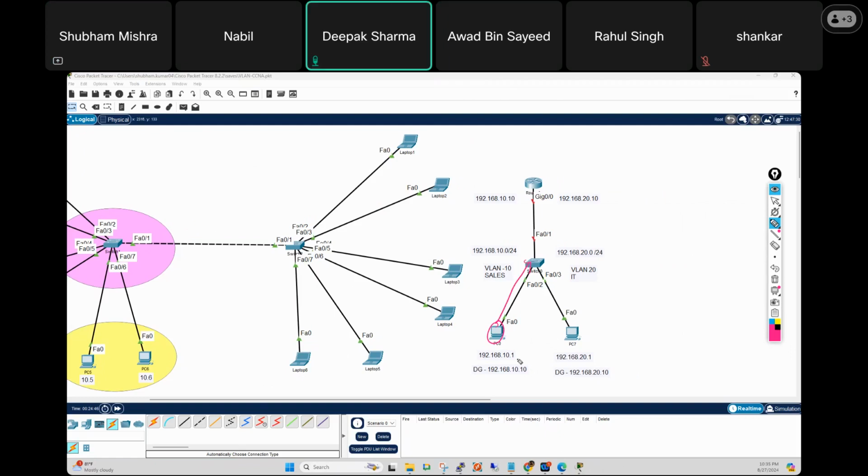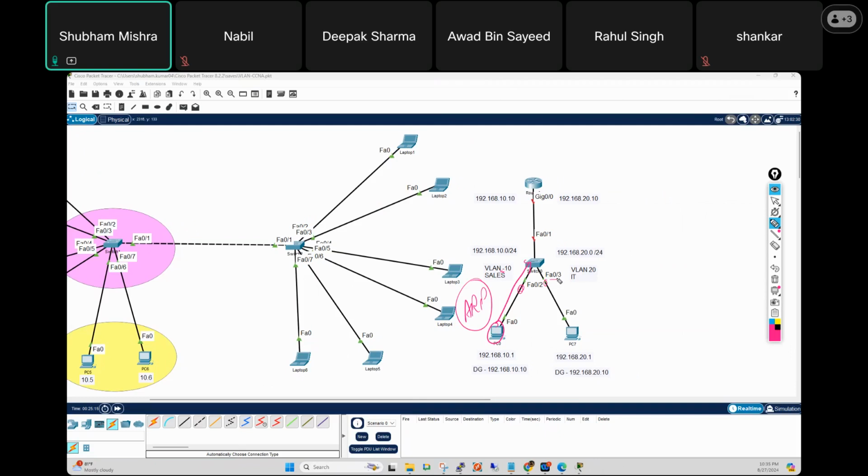And let's suppose this is the ARP packet. Why the ARP packet? Because this PC does not know the MAC address of PC number 7. Yes or no? Yes. So it will generate the ARP packet. This packet is a broadcast packet. I hope everyone knows, right? Yes. This packet reaches the switch. I already created two VLANs. This interface is part of VLAN number 10 and this interface is part of VLAN number 20.